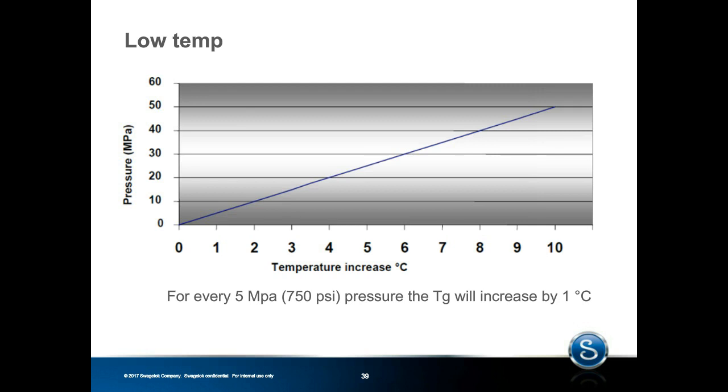elastic properties. So again, watching data sheets, if you're looking at a data sheet and it provides a glass transition temperature, understand that that is for atmospheric pressure, and that glass transition temperature will increase by 1 degree C for every 750 psi.